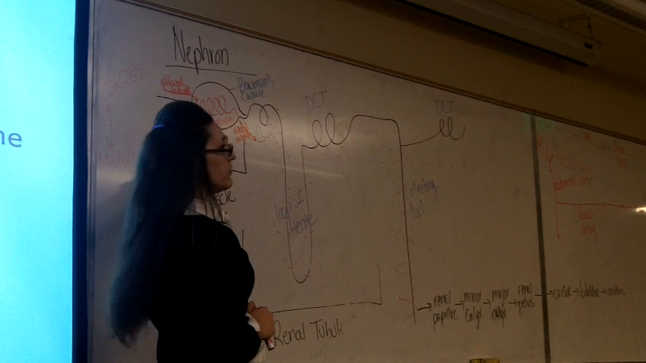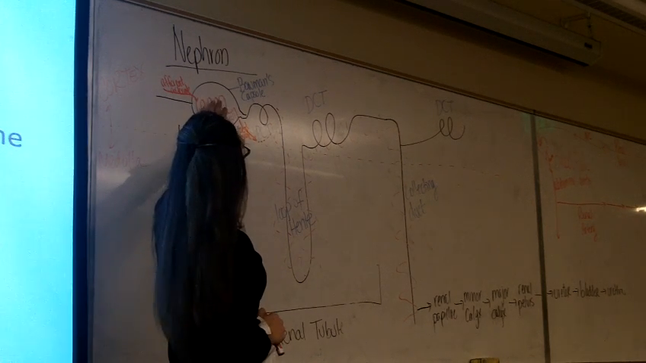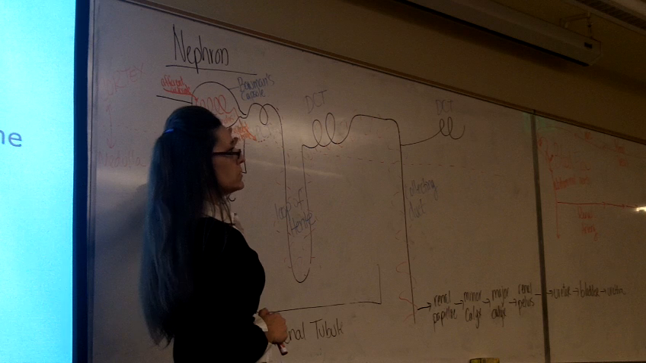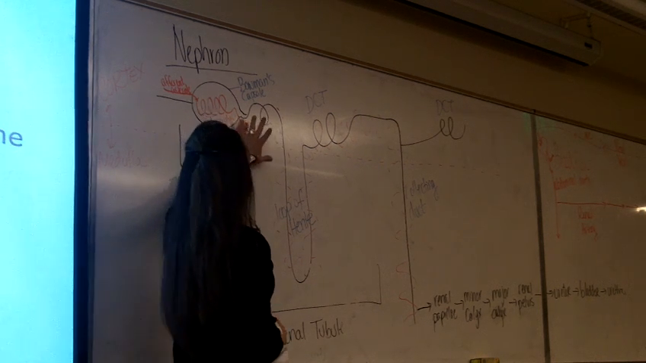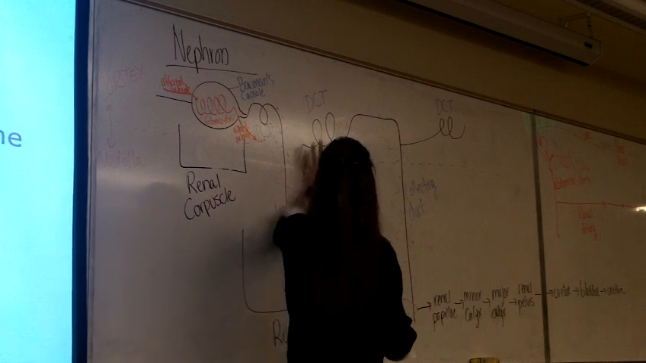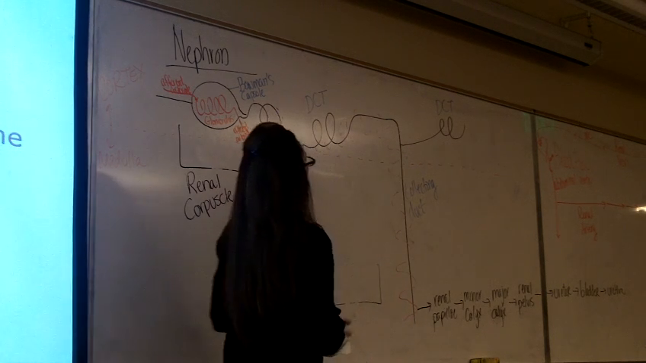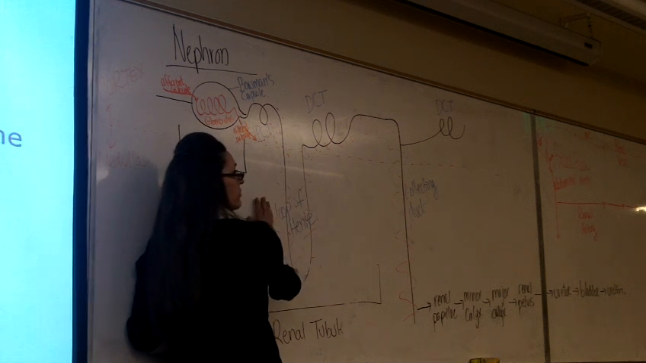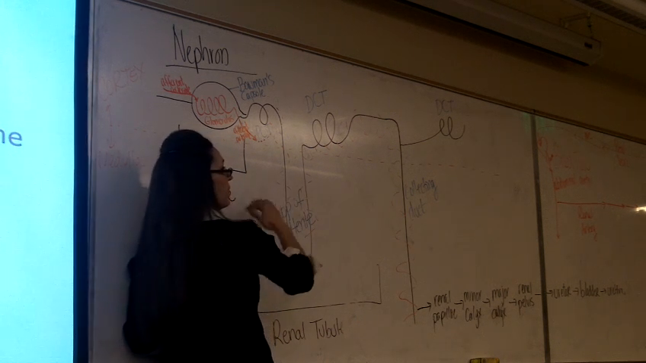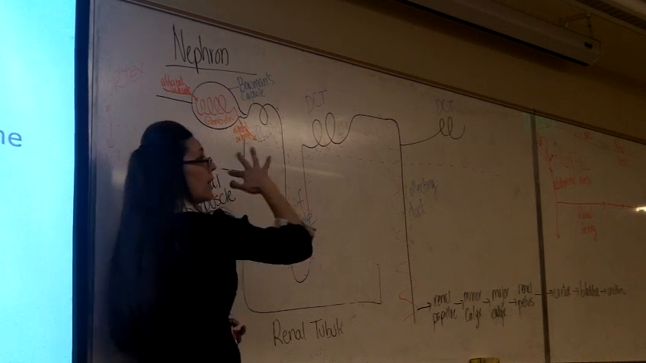Most of it will be in the filtrate. Some of it will still be in the blood, but most of it will be in the filtrate. And then as that filtrate moves through the tubule, we are going to reabsorb most of that right back in the blood to keep our blood volume where it should be.